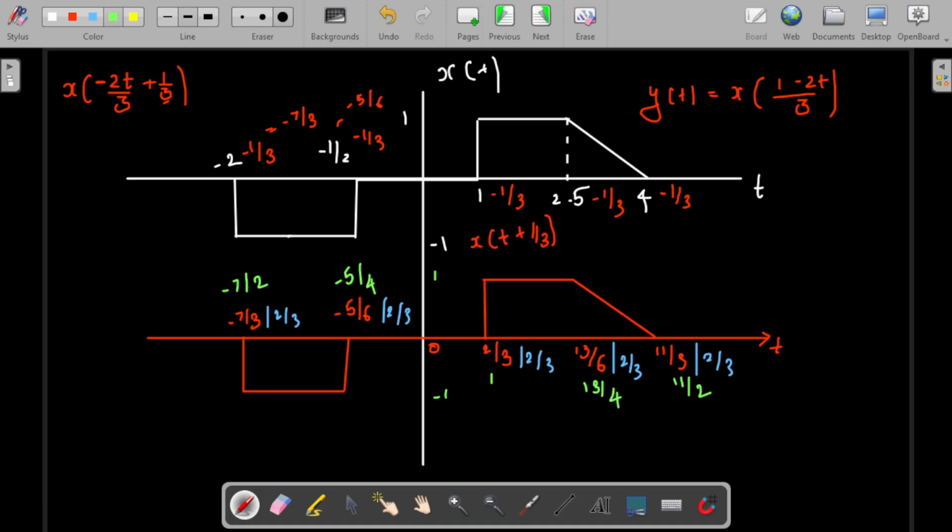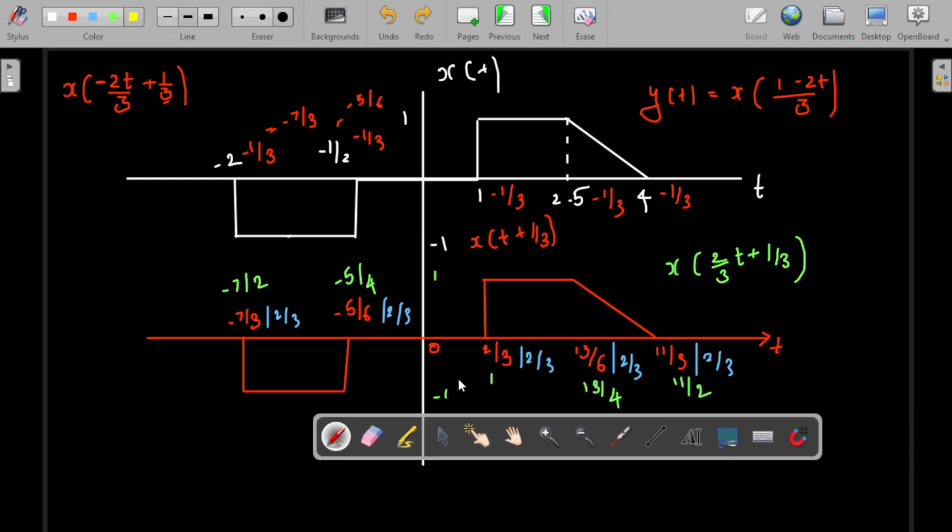So what we have done here in green color is scaled this with 2 by 3, giving 2 by 3 t plus 1 by 3. Okay, now only one more thing is pending: we need to reverse it. That's not time shifting, it's time reversal that you have to do. Okay, so let me do it here itself.